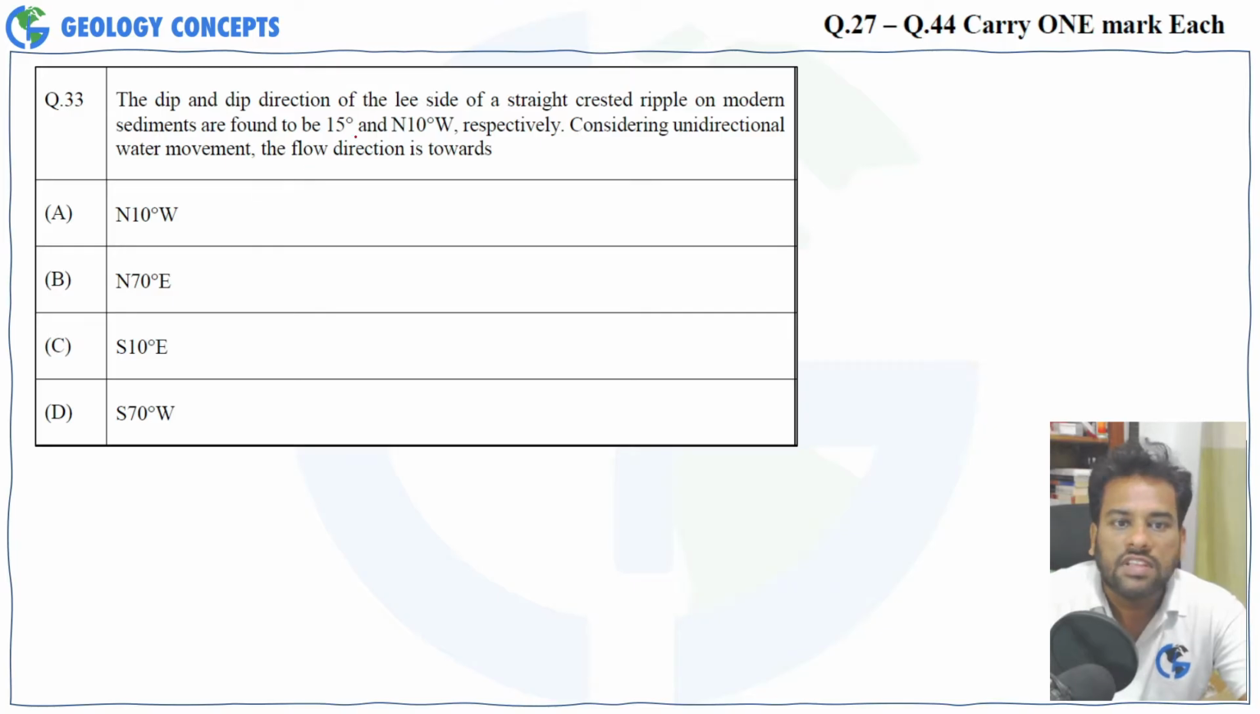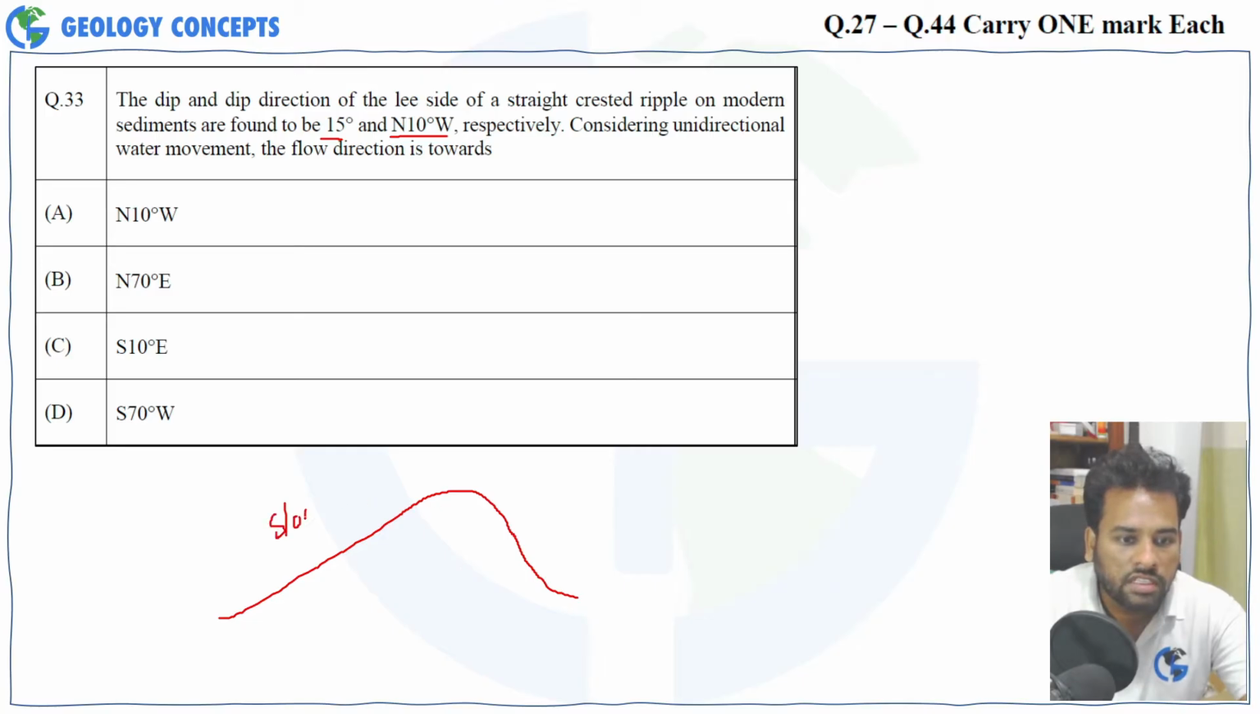The dip and the dip direction of the lee side of the straight crested ripple on modern sediment is found to be 15 degrees and north 10 west. Consider unidirectional water movement, the flow direction. So when you make a ripple in which this is the stoss side and this is the lee side, this is the flow direction. Whatever is the dip direction of the lee side, that will be the flow direction. Now here it is given that the dip direction is north 10 degree west, so the flow direction will also be the same. So A will be the correct option.